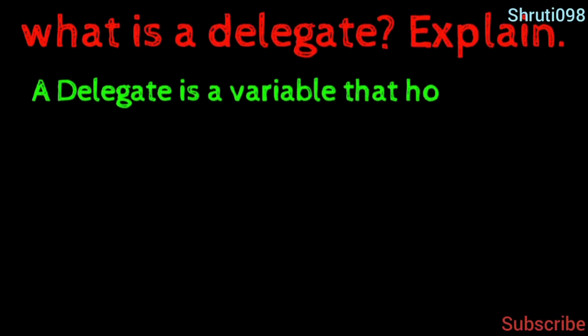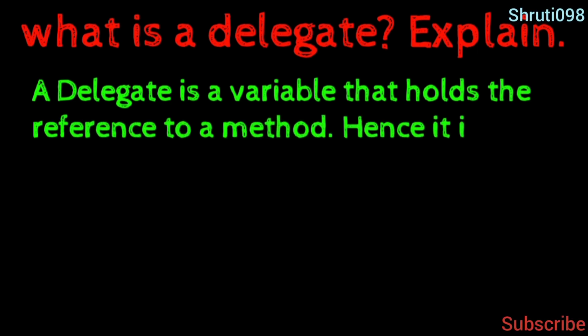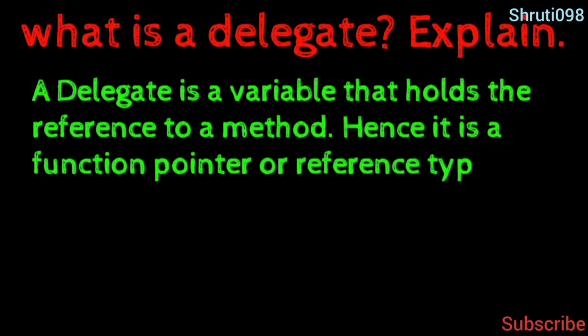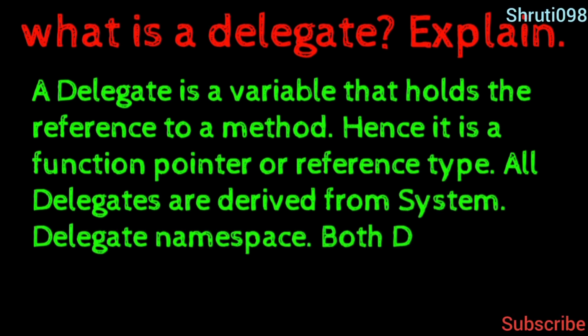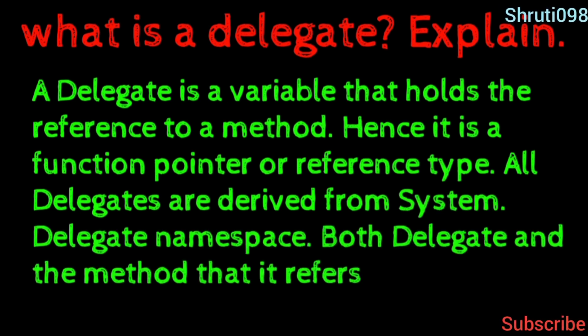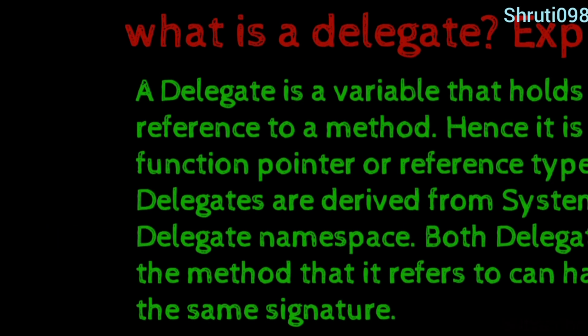Question: what is a delegate? Explain. Answer: a delegate is a variable that holds the reference to a method. Hence it is a function pointer or reference type. All delegates are derived from the System.Delegate namespace. Both the delegate and the method that it refers to can have the same signature. Declaring a delegate.